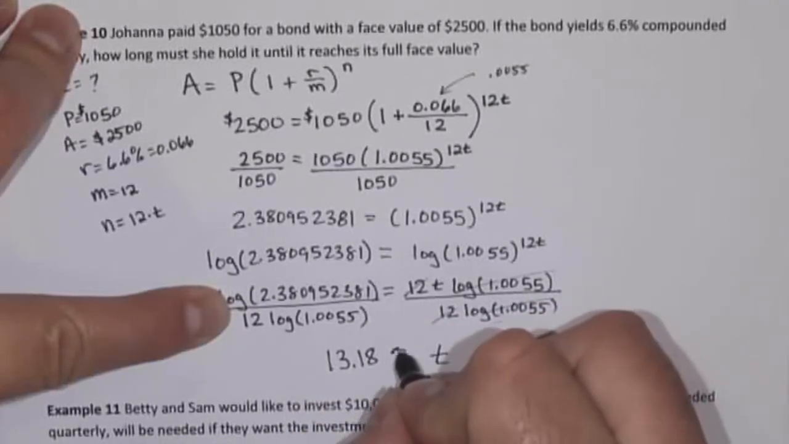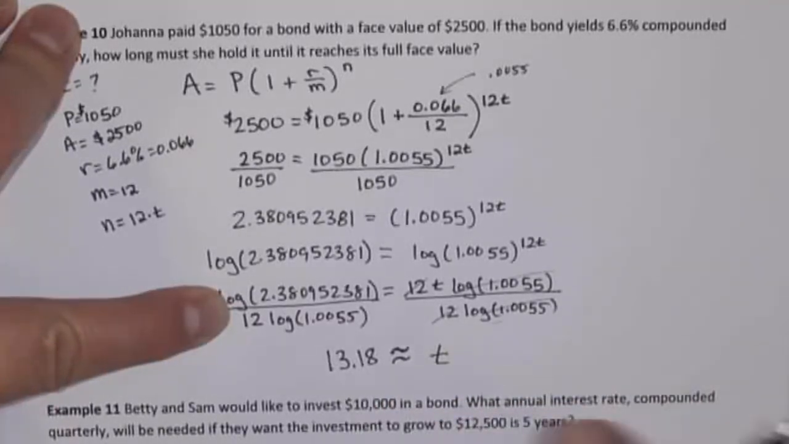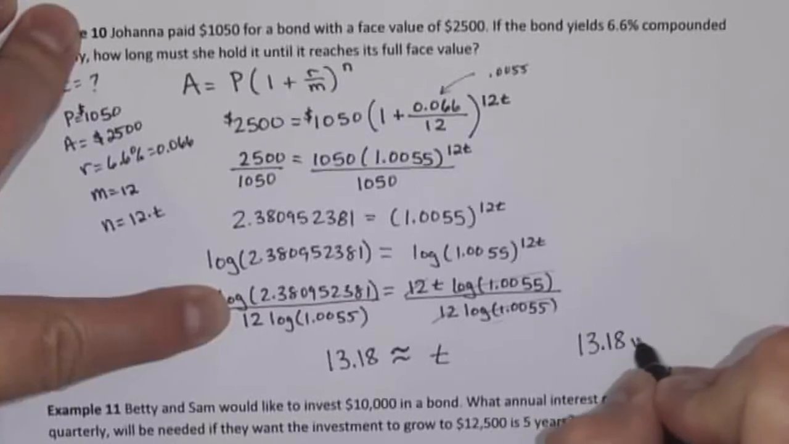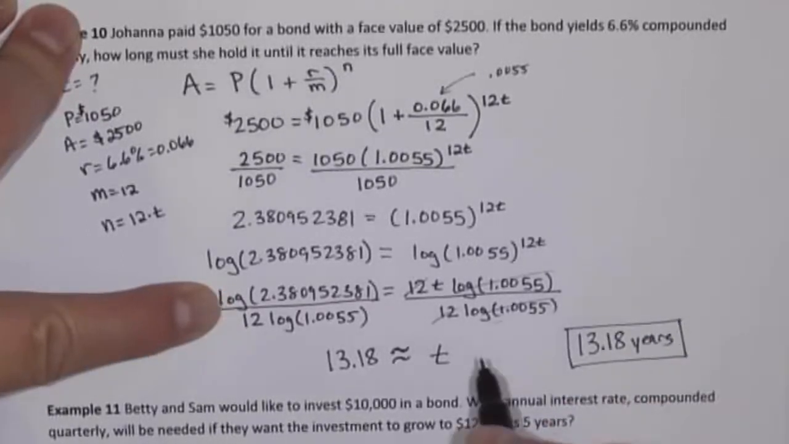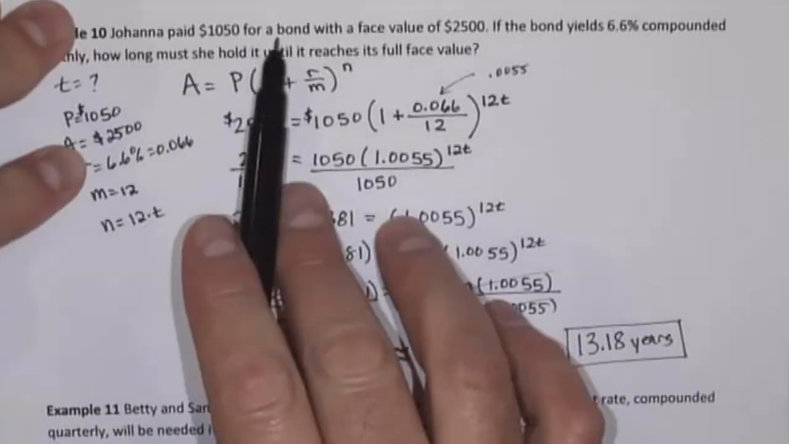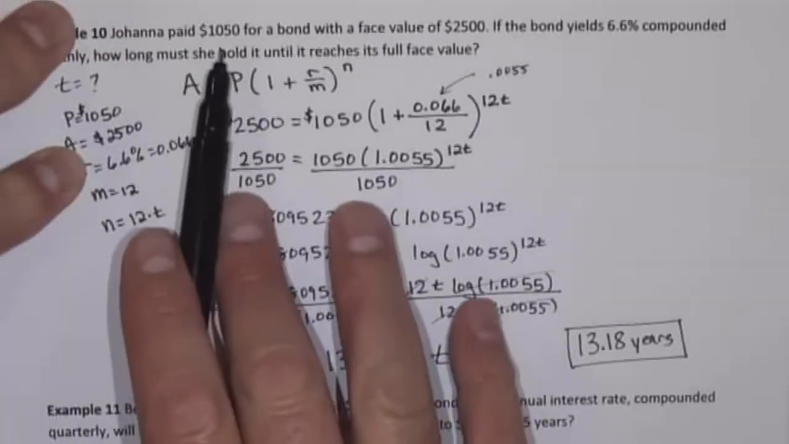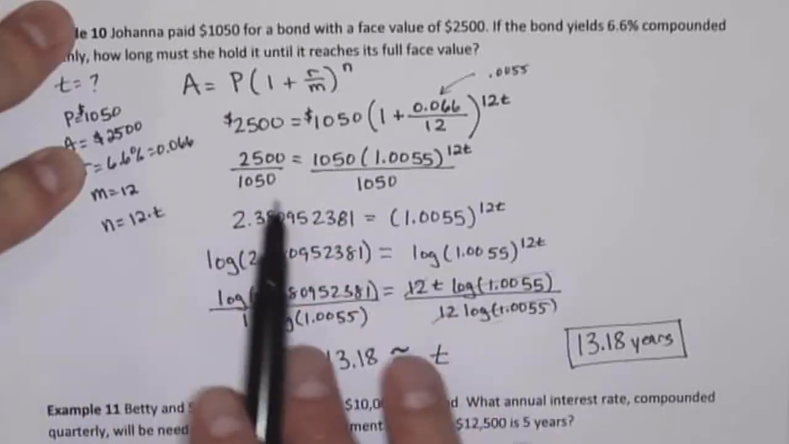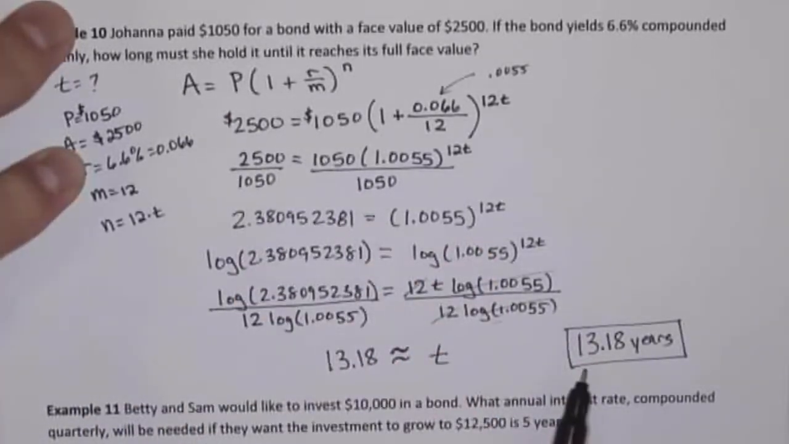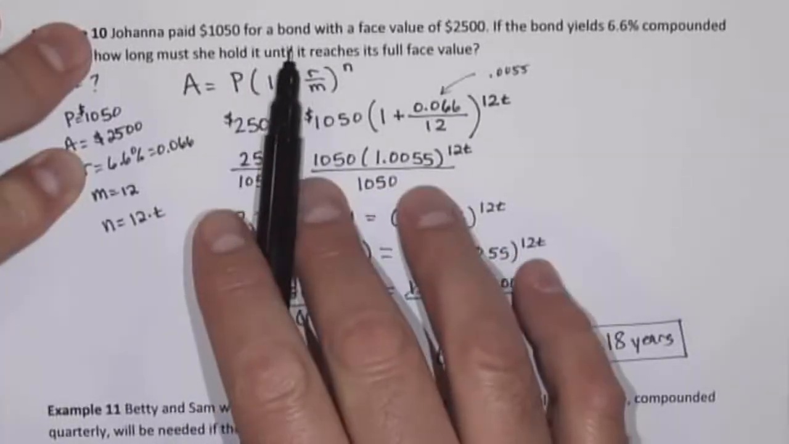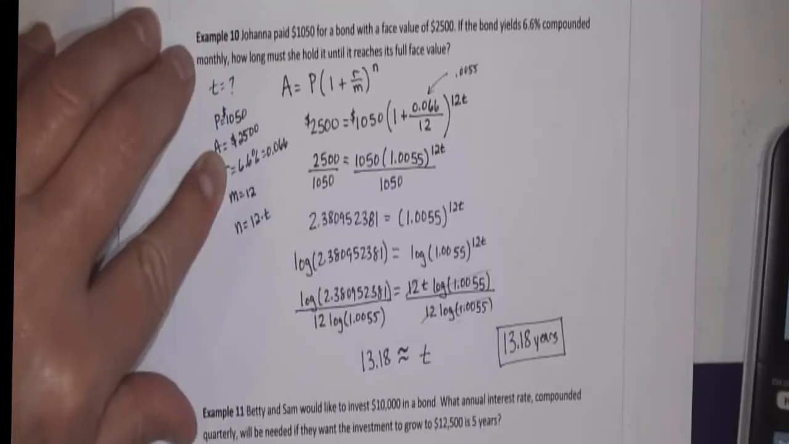So it's going to take approximately 13.18 years. So again, 13.18 years in order for this bond to reach its full face value of $2,500. So the answer, if Johanna keeps her investment for 13.18 years, then her $1,050 bond will grow and be worth the face value of $2,500.